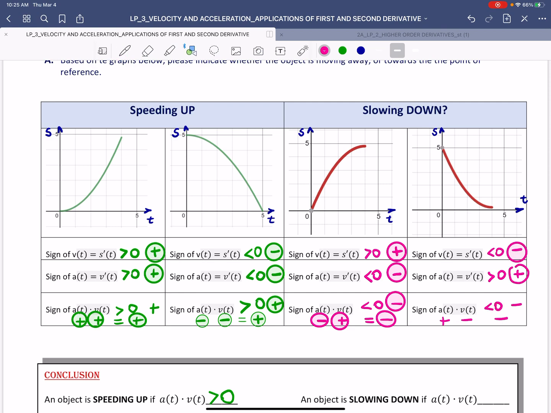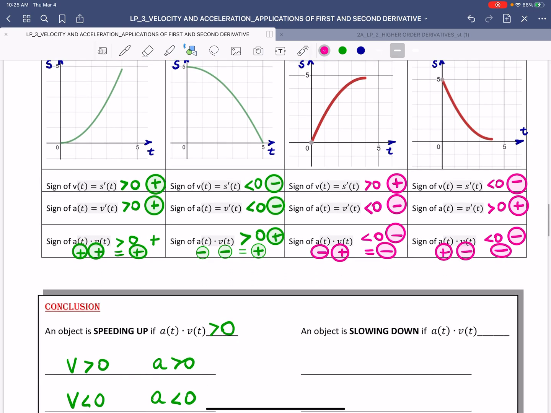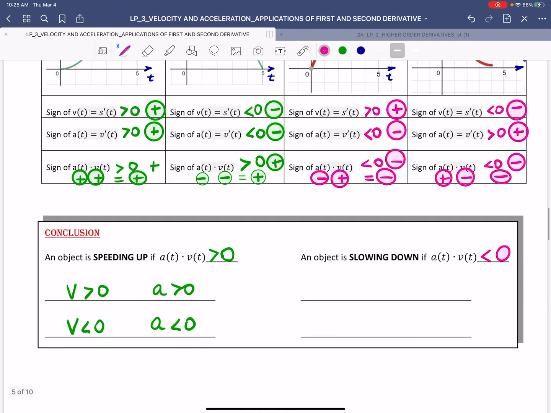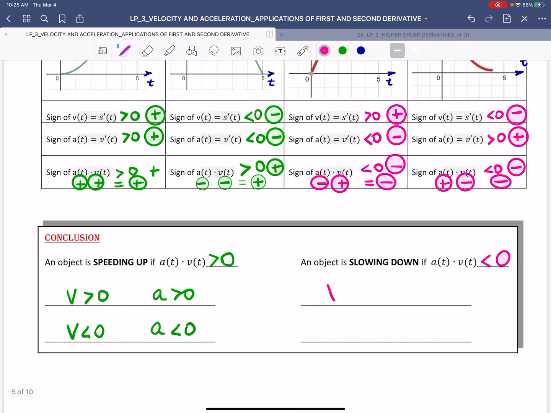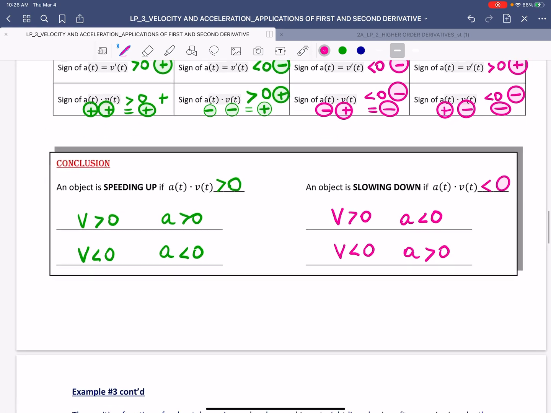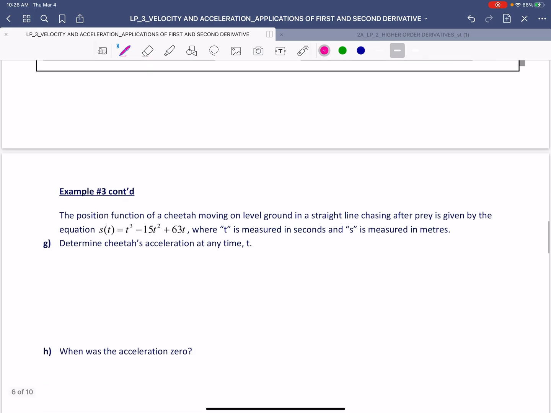So in conclusion, we'll say that an object is slowing down if A(t)V(t), the product, is negative. And that happens when velocity and acceleration have opposite signs. So velocity can be positive, but acceleration is negative because velocity is decreasing over time. Or velocity is negative, but then acceleration is positive because velocity is becoming less negative over time. So I hope this makes sense and prepares us well enough to answer this application question.